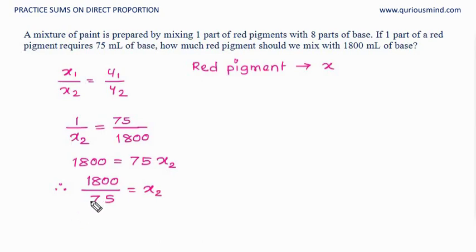So if we do this, 25 threes are 75, 25 sevens are 175, and then 50, 50, 25 twos are 50. Again 3 ones are 3, 3 twenty-fours are 72, and therefore X2 is equal to 24. So therefore 24 parts of red pigment are required.